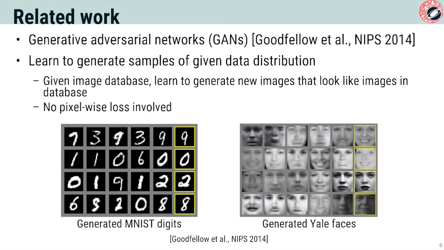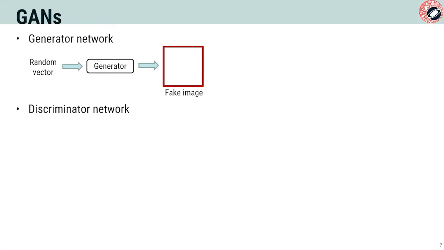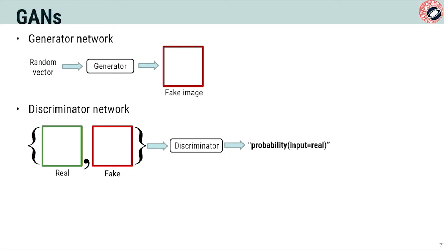Interestingly, there is no pixel-wise loss involved to achieve this. Instead, GANs leverage two competing networks, a generator and a discriminator network. Now, the generator simply maps a random vector into a synthesized image, which I call a fake image here, that is supposed to look just like an image in the training data set. To achieve this, on the other hand, the discriminator takes either a fake or a real image from the training database as an input, and it then tries to determine if that input is indeed a real image or not.